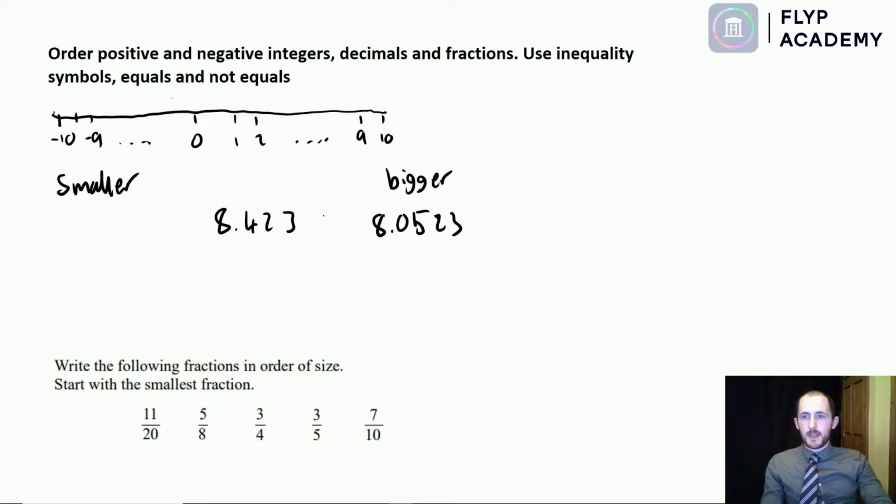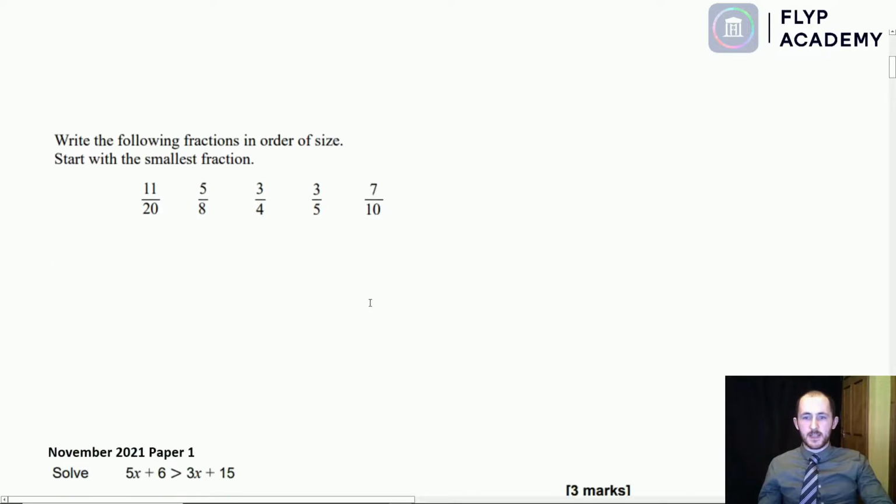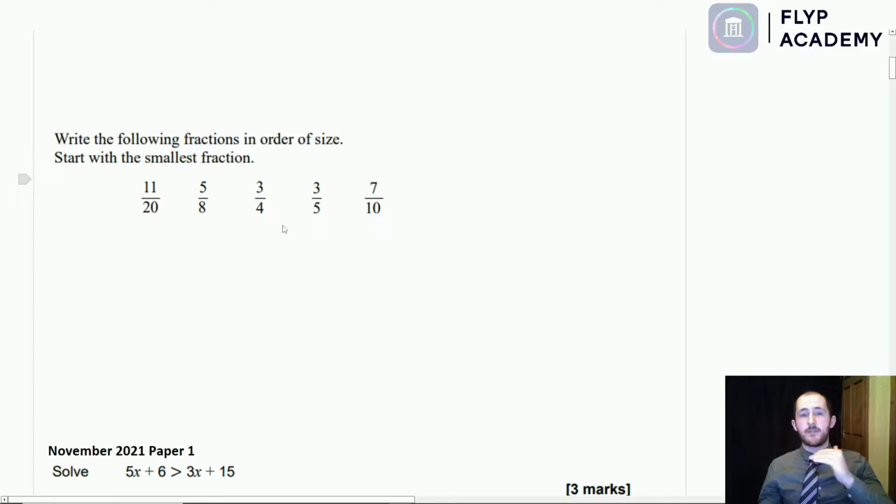Okay, and in terms of fractions, if you want to order them, it gets a bit more interesting because what we have to do is make all of the denominators the same. Okay, so as you can see here, we have 20, then 8, 4, 5, and 10. We can't compare fractions like this, so instead what we have to do is make the denominators the same. So what you need to do is look for the lowest common multiple between these.